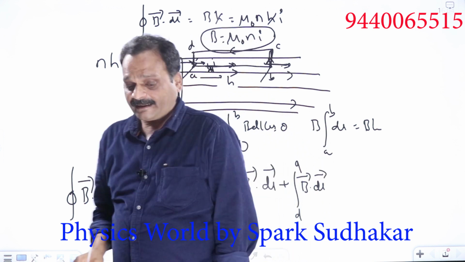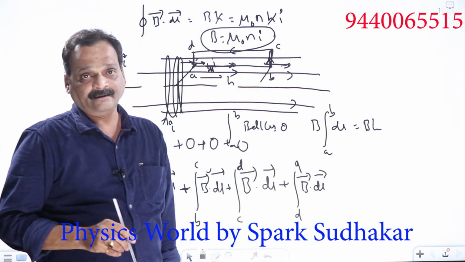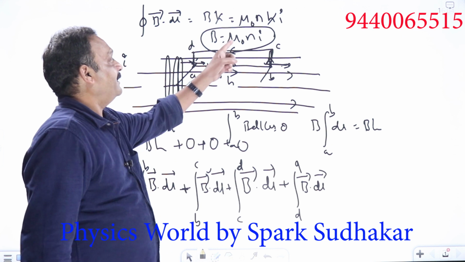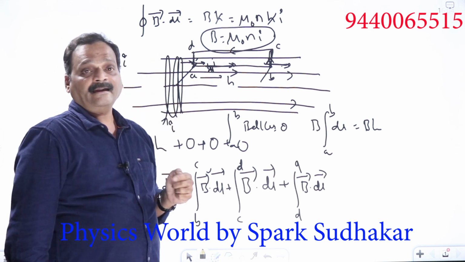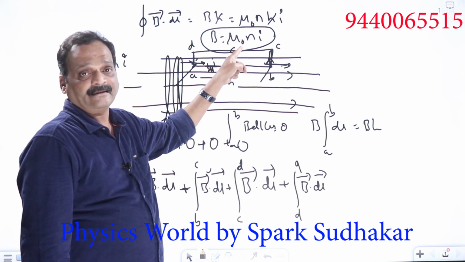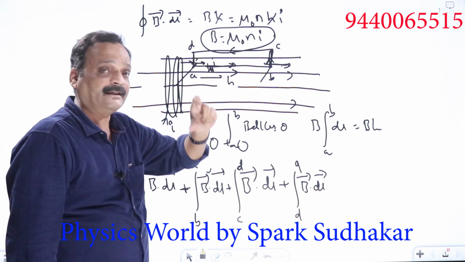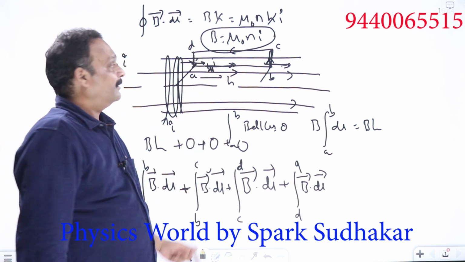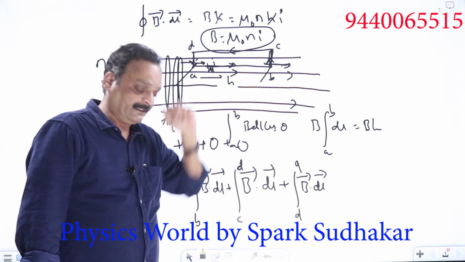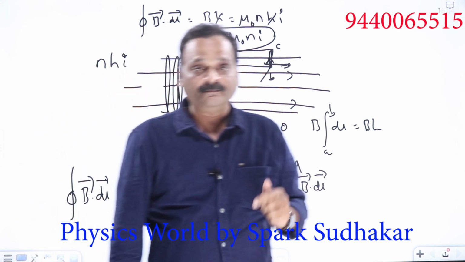Means the magnetic field inside an ideal solenoid depends on, of course, the current through the solenoid and the number of turns per unit length. It is not depending on the length of the solenoid. It is the number of turns per unit length of the solenoid. This is the expression for B due to a solenoid.